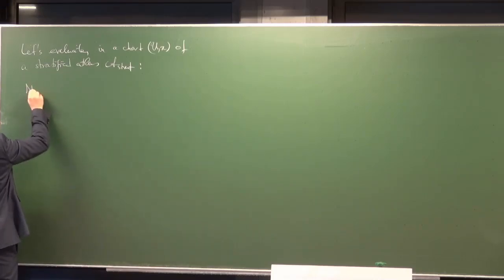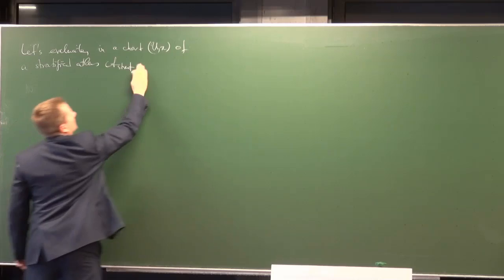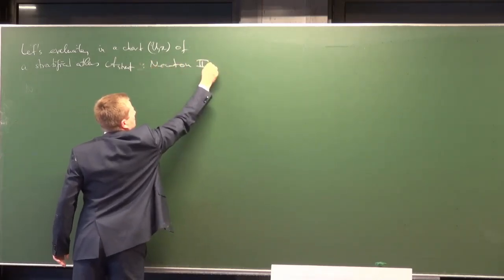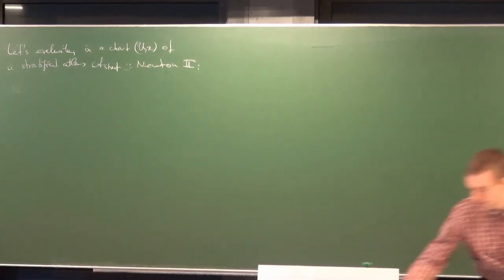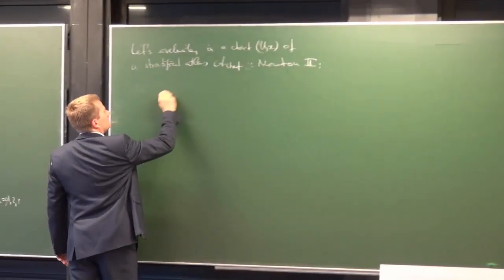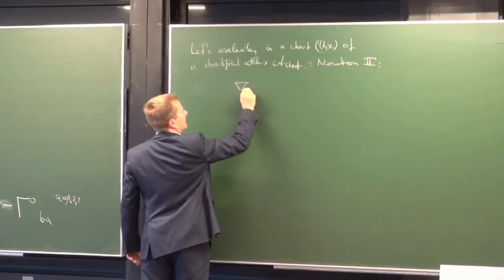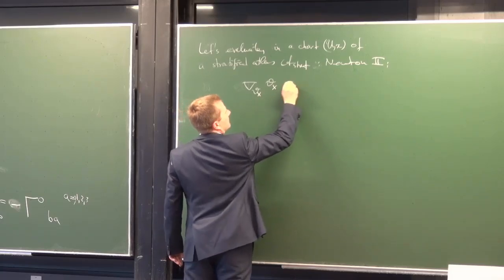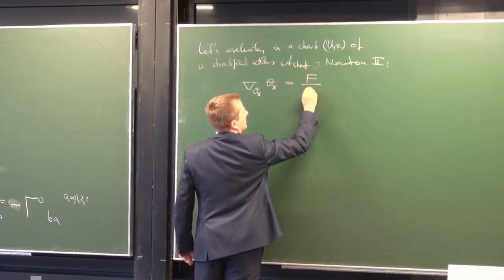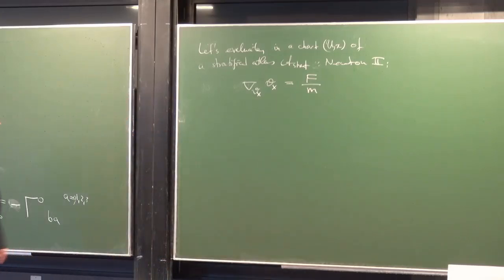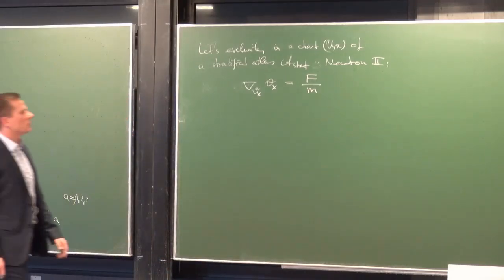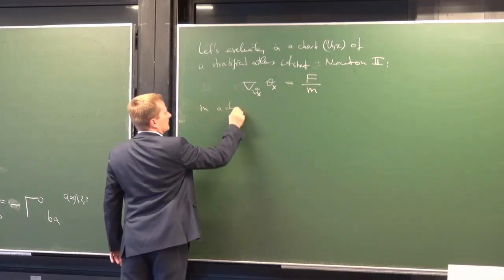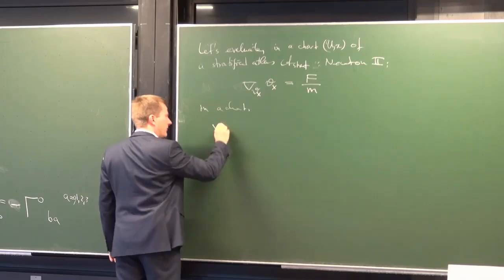Newton's second axiom, Newton 2. What is Newton 2? Newton 2 says nabla, velocity of the world line, is f by m, right? That's what Newton 2 says. Now let's write this in coordinates. In the chart, this takes the following form.